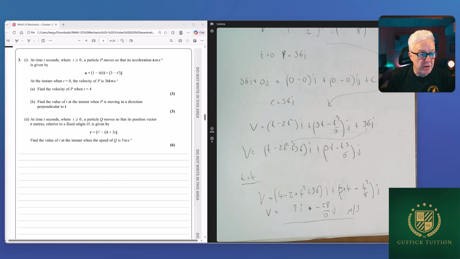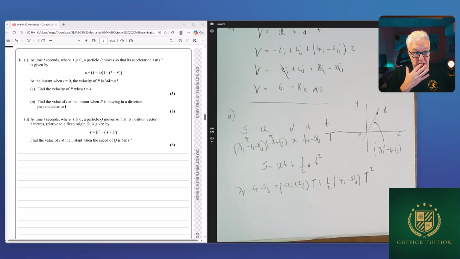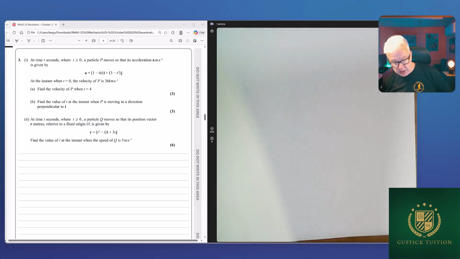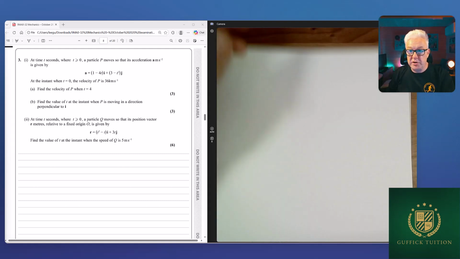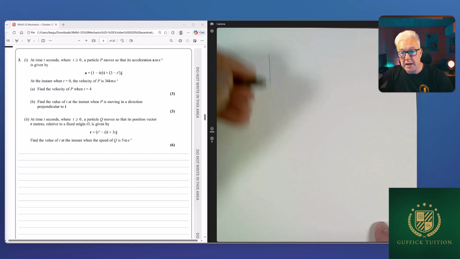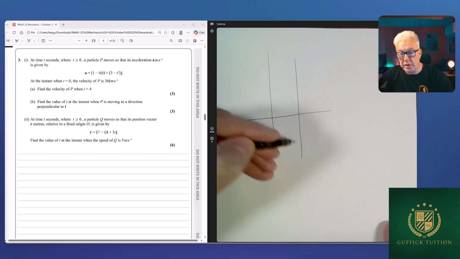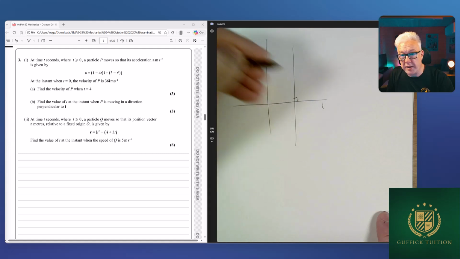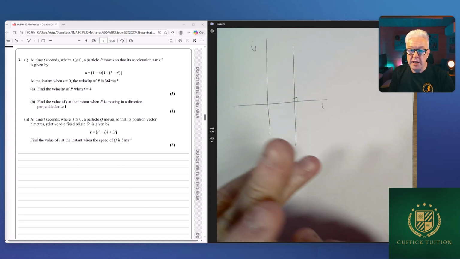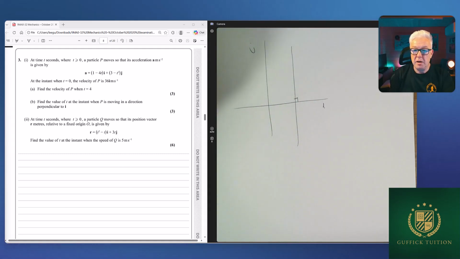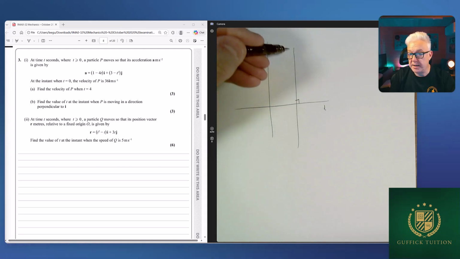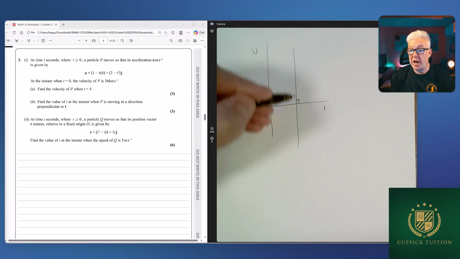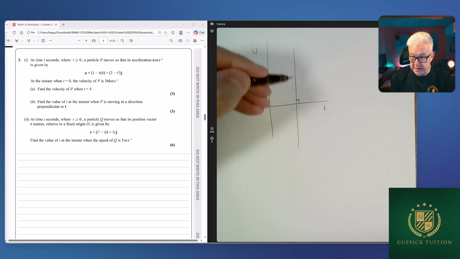Part B: find the value of t at the instant when P is moving in a direction which is perpendicular to i. Now, in my experience, students do find this bit a little bit tricky to conceptualize and visualize. What we're saying is, at some instant, the particle is moving perpendicular to the i-axis. So that's i there, and that's our j. When something is moving perpendicular to the i-axis, the only thing that's changing is the j value. So the i is essentially not changing.